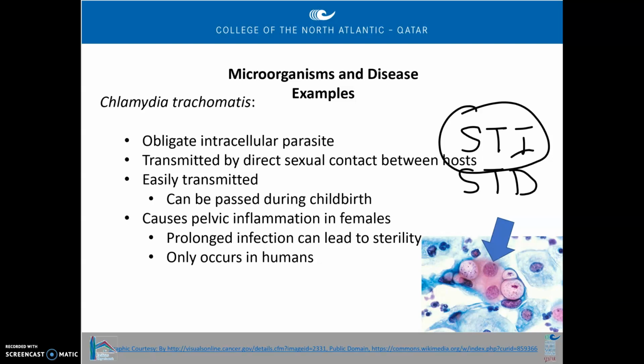It's quite easily transmitted. It can be passed during childbirth from the mother to the newborn. Oh, sorry, no, forget that. That's not true. The disease that it causes is pelvic inflammation in females, and if you have this disease for a long time and it's untreated, it can be severe and lead to sterility, which obviously means you won't be able to have any children. And this disease is unique to humans. It doesn't happen in any other animals.